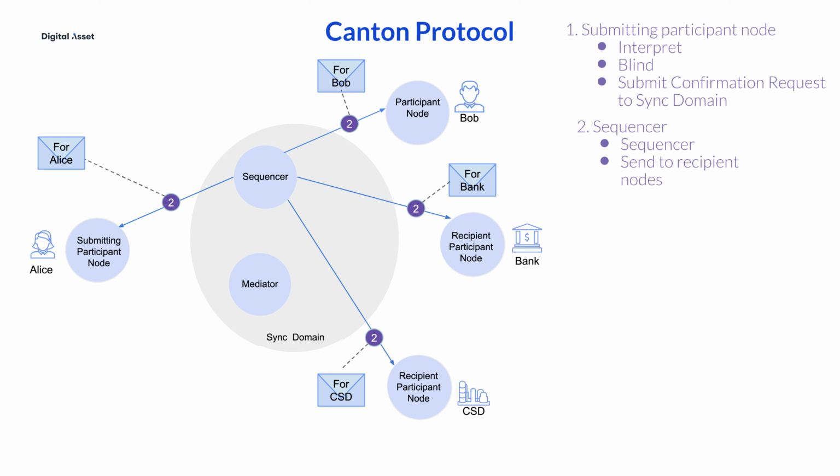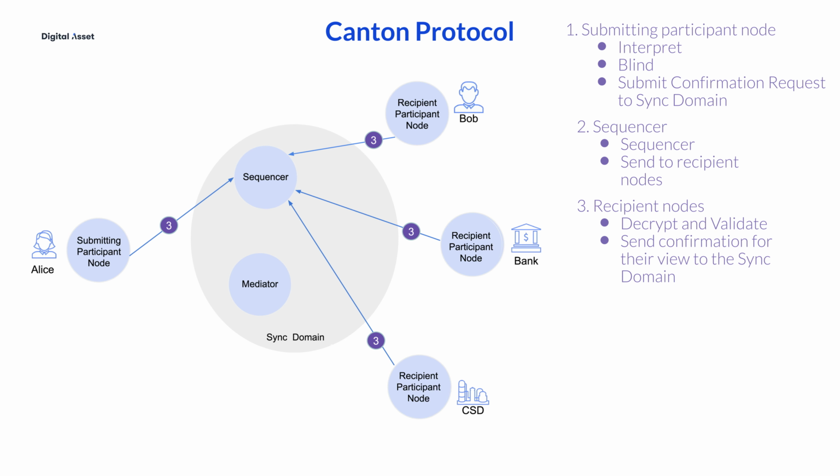It then forwards those individual views to the intended participant nodes where the recipient parties are registered. So, Alice's node gets the message marked for Alice, Bob's node gets the message marked for Bob, Bank's node gets the message marked for Bank, and the CSD's node gets the message marked for CSD. It also informs the mediator that a particular transaction will be validated and confirmed by certain parties and nodes.